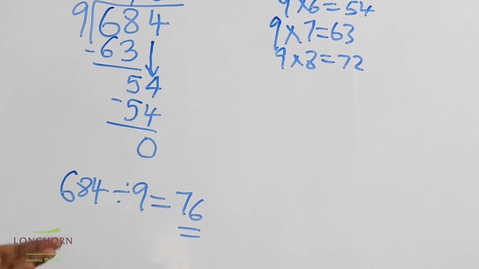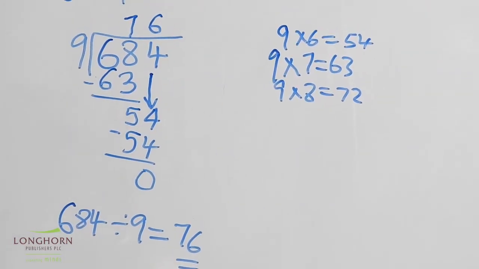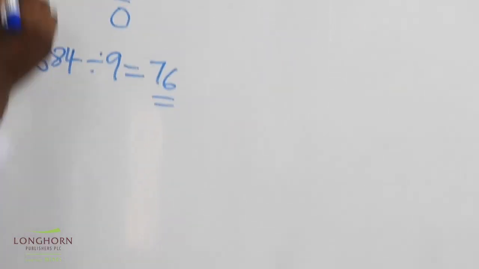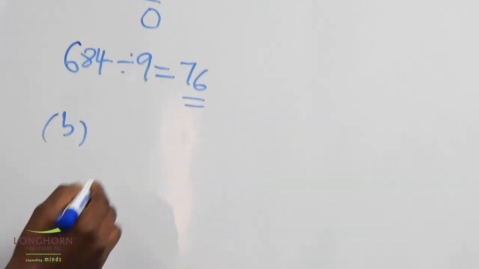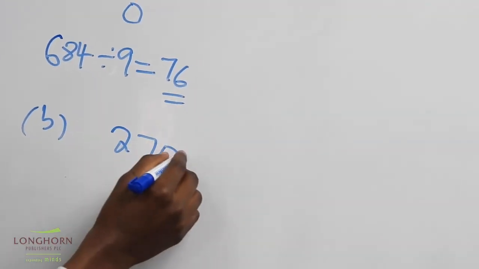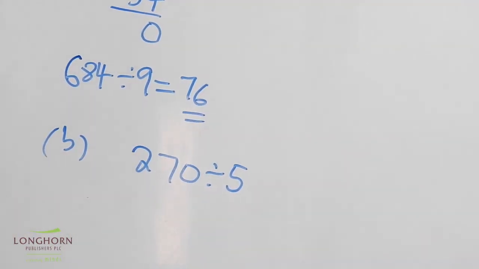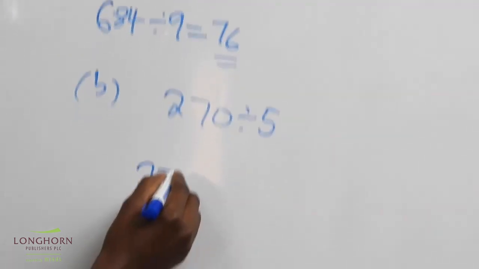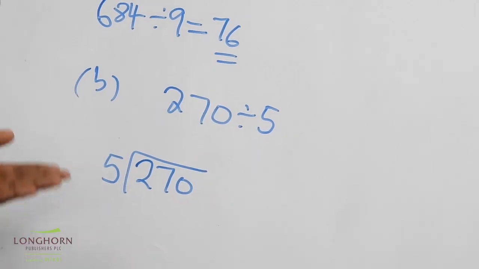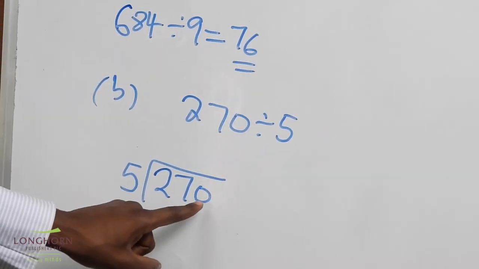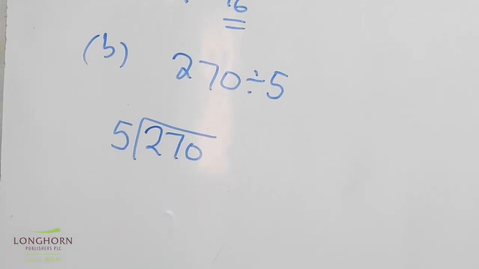Sometimes we can have instances where we have a number ending in a 0. We look at an example like 270 divided by 5. Again, just like in the previous example, we write as follows: 270 divided by 5. In this example, we want to see the significance of this 0 in this number to show that it is very, very significant. Again, we start.